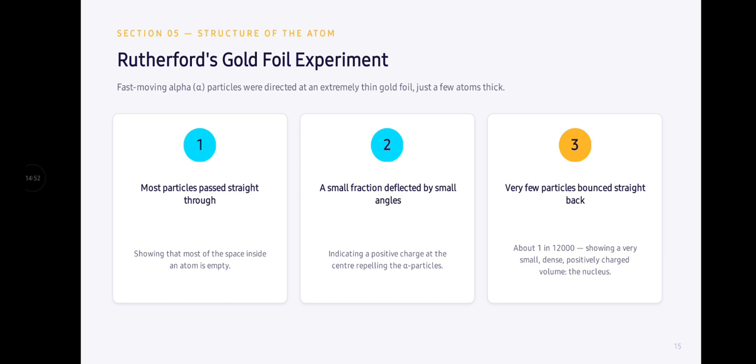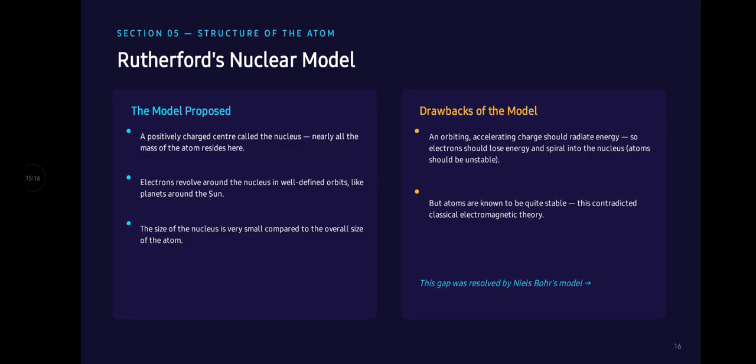Second is a small fraction deflected by small angles, indicating a positive charge at a center repelling the alpha particles. Very few particles bounce straight back, that is the third one, about 1 in 12,000, showing a very small, dense, positively charged volume in the nucleus.